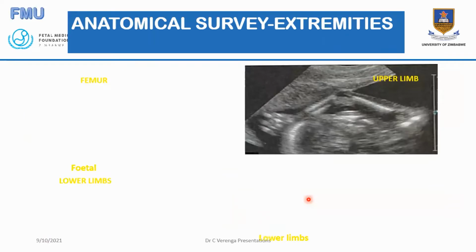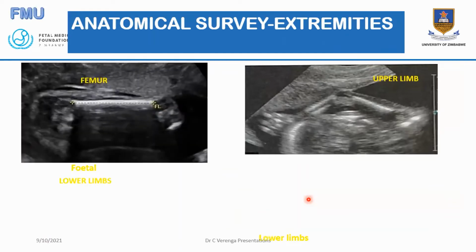Right. Then as for the extremities, the femur always has to be measured. It is actually a window in screening for skeletal anomalies to measure. Then we go for the upper extremity where we do all the checks, make sure that there is indeed an upper humerus, and also there is a radius and ulna.